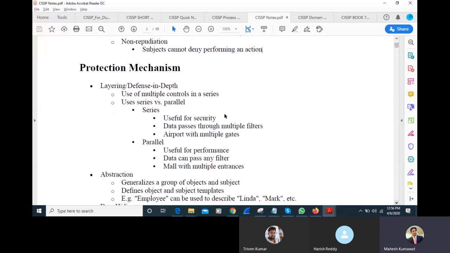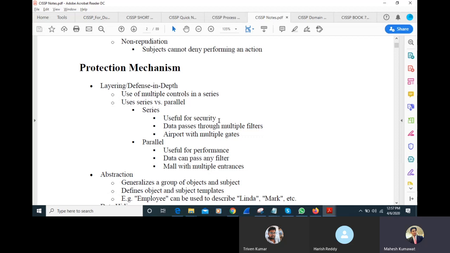The second thing is protection mechanisms. What are you going to do to protect things? Layering is a defense in depth approach, the use of multiple controls in a series, as opposed to parallel. Series is useful for security: data passes through multiple filters, like an airport with multiple gates. Suppose your data is passing through the firewall; you can provide different policies and different content filters.